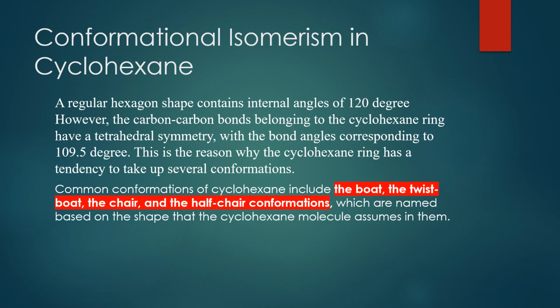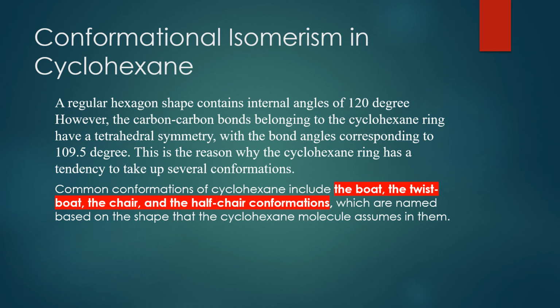Because of their shape, there are many examples of common cyclohexane conformations such as chair form, boat form, twist boat form, half chair conformation, and the naming of the molecule is based on their own shape. A regular hexagon contains internal angles of 120 degrees. However, the carbon-carbon bonds belonging to the cyclohexane ring have a tetrahedral symmetry with the bond angle corresponding to 109.5 degrees. This is the reason why the cyclohexane ring has a tendency to take up several conformations.